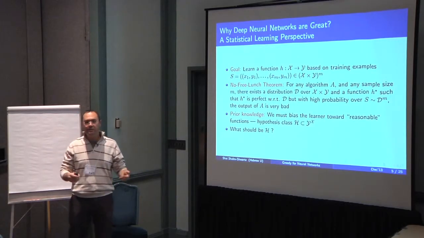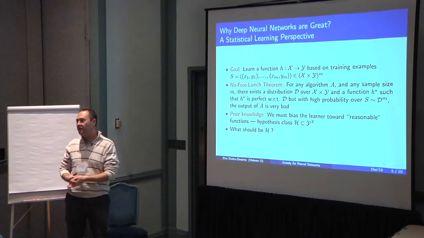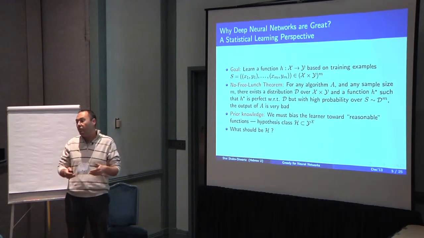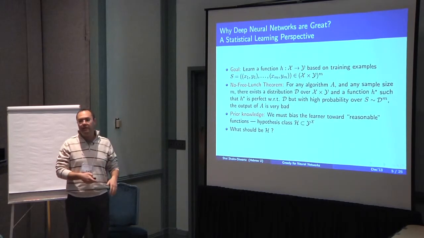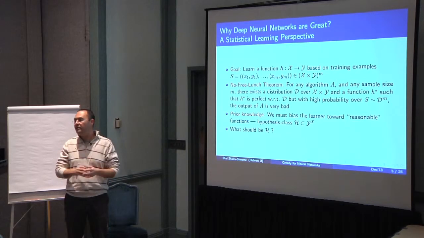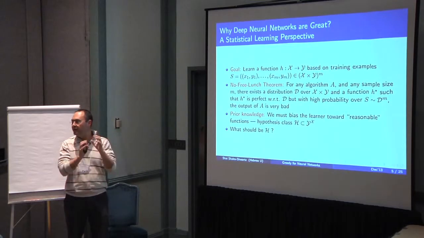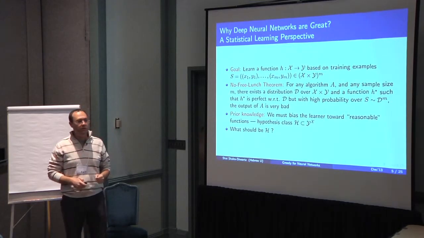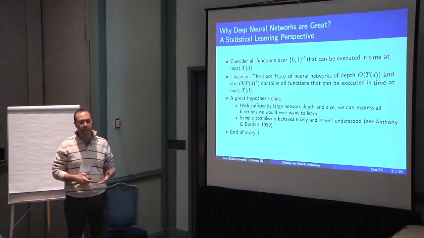Now the question is, how should you bias the learner? Okay, what should be the bias H? Of course, if we know that H comes from some specific domain, then we can choose H to be something that we know in advance that would be good. But in general, what should we do?